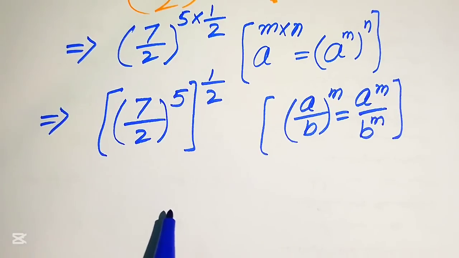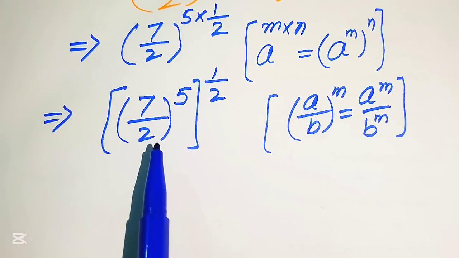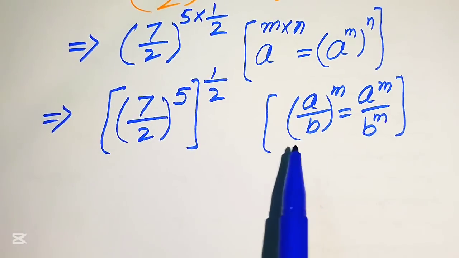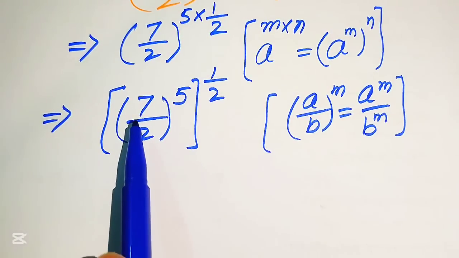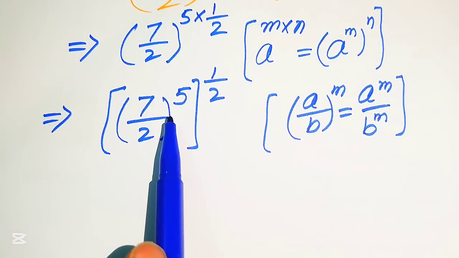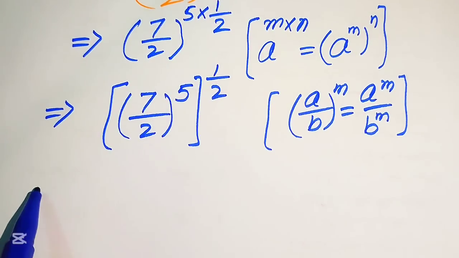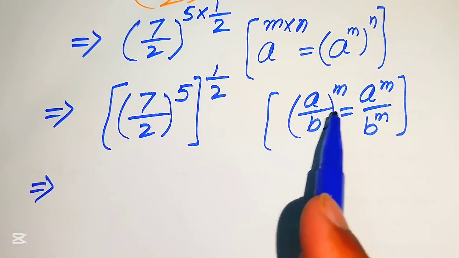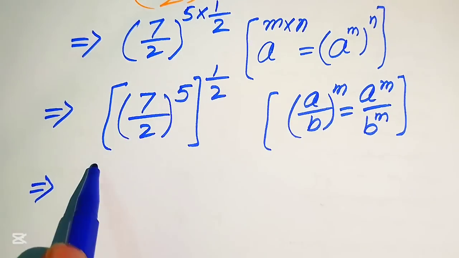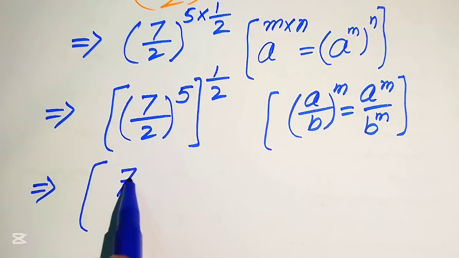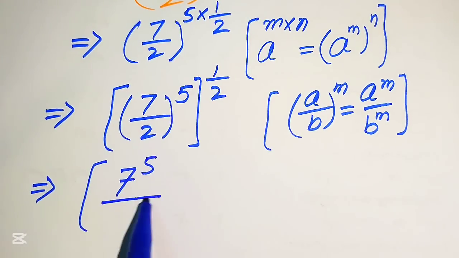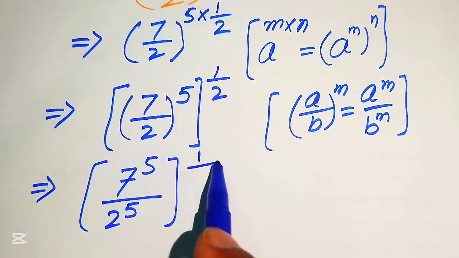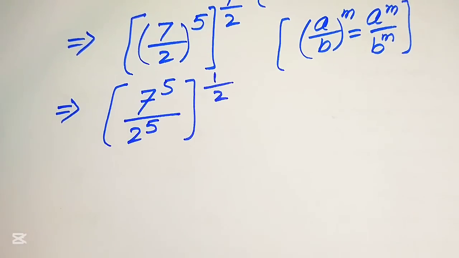So here we have two ways to proceed with this step. The first way is to apply this exponent law, and the second way is to just multiply 7 over 2 five times. Here we can do this step in the first way. According to this law we break this 5 and write it separately on both of these values. So we write it as 7 to the power of 5 divided by 2 to the power of 5, and its whole power is 1 over 2.